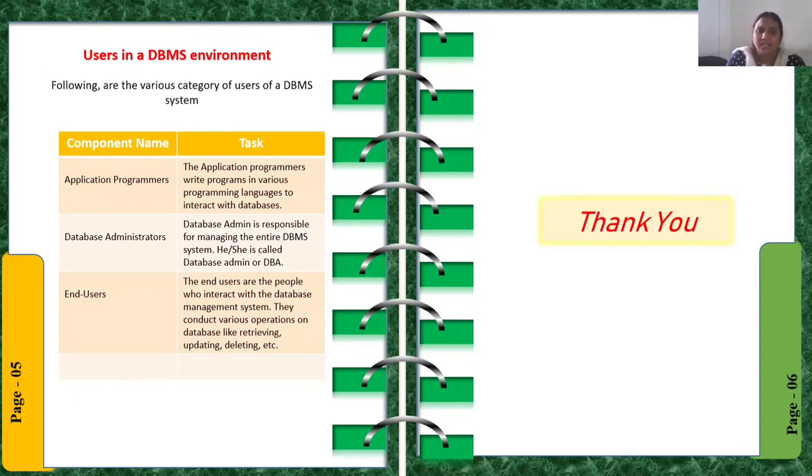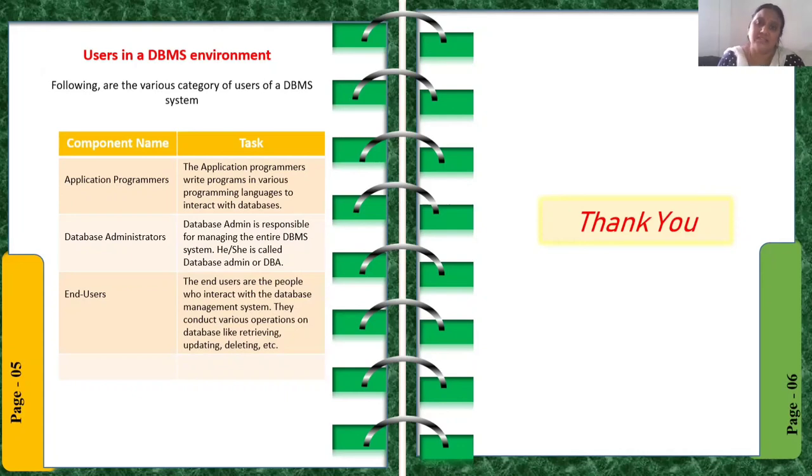Next is the end user. An end user has very little authority. Whatever they want to execute, they don't know what is hidden or what they are able to access. They have constraints, and only according to that they use it. End users are the people who interact with the database management system. They conduct various operations on the database, like retrieving, updating, and deleting the data that was created. The end user gives data and executes it. So these three users are very, very important: application programmer, database administrator, and end user.